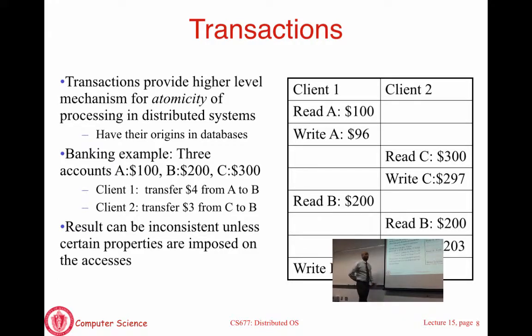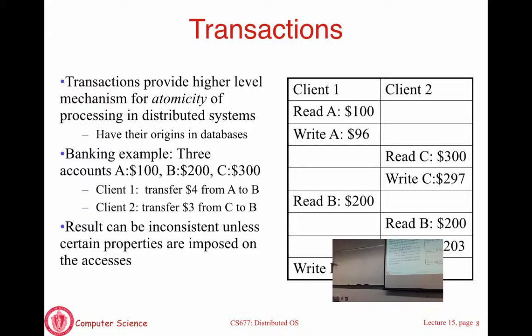So what should happen if this simple operation completes successfully is, at the end of this, the bank balance at B should be 207, because we got $4 from A and $3 from C. And A should be 196 and C should be 297. Now let's look at this example where you can see what might go wrong if that operation is not implemented as a transaction.